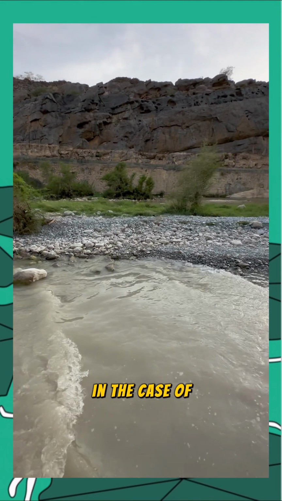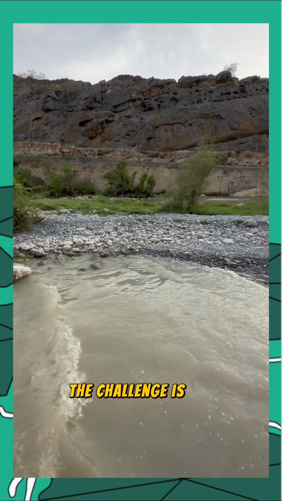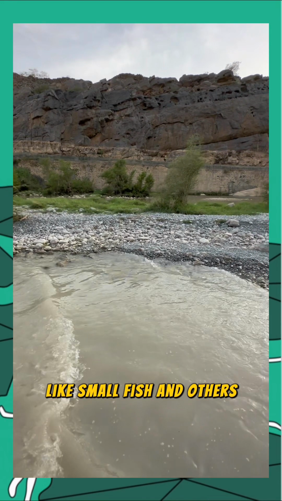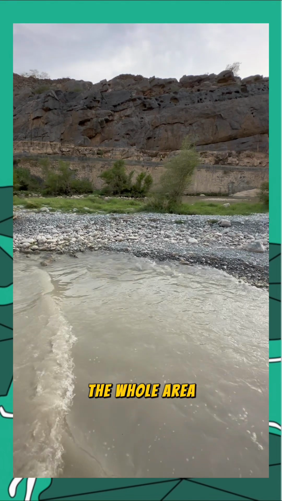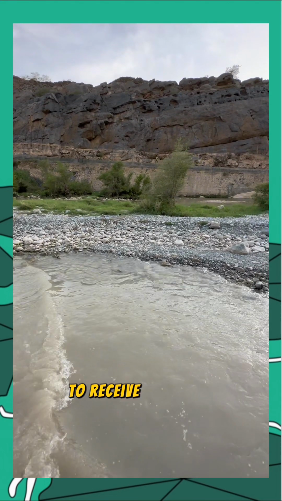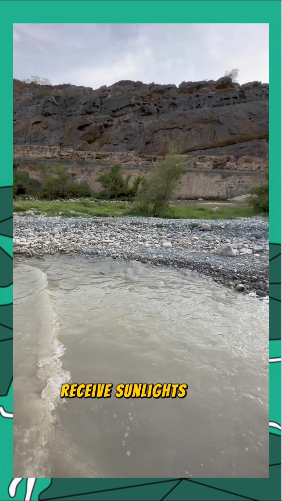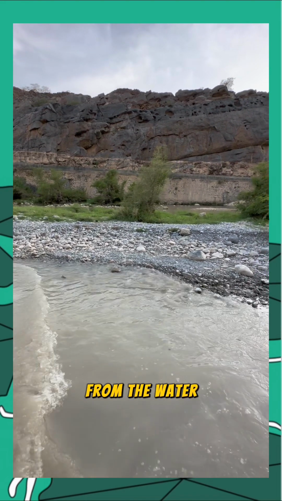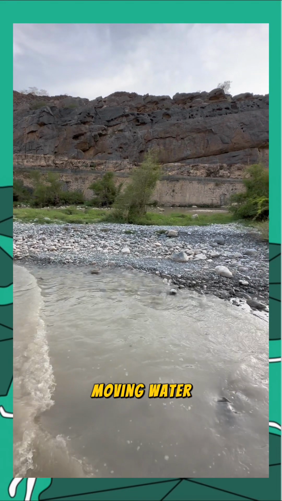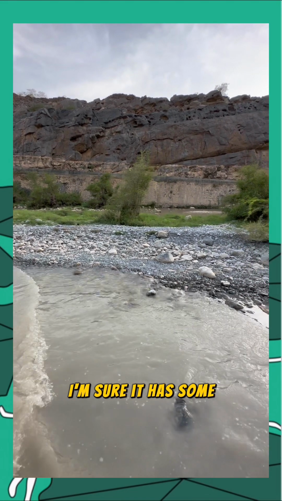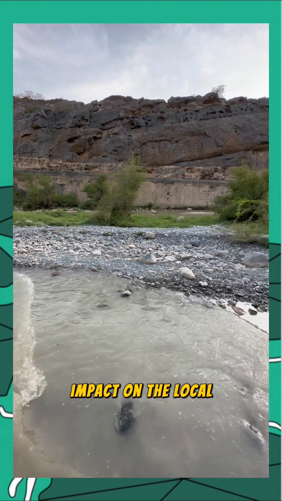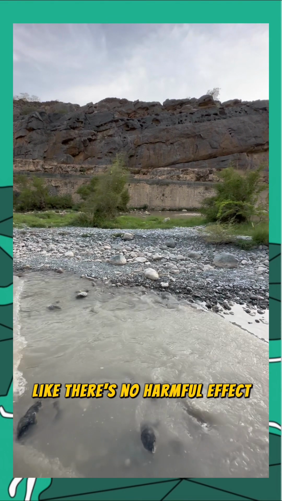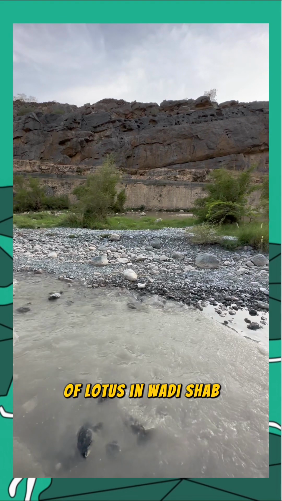In the case of Wadi Shab, the challenge is for the aquatic marine life, like small fish and others, because then this lotus will cover the whole area. They will not be able to receive sunlight. It will sometimes deprive them of oxygen from the water, although it is moving water. I'm sure it has some impact on the local environment, but that needs to be studied to be sure that there is no harmful effect of the spread of lotus in Wadi Shab.